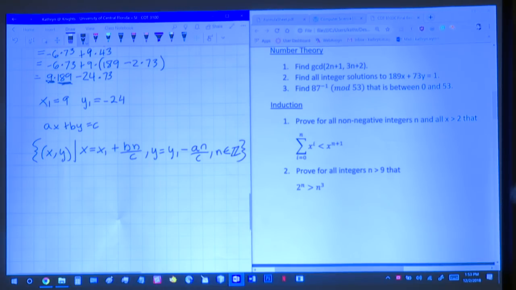So then we just plug in all our values because we have x1, we have a, we have y1, and we have c, and we have b. We have all of that. So our final answer would be the set of x and y such that x equals 9 plus 73n, and then y equals negative 24 minus 189n. So that's our final answer. Does anyone have any questions about that problem?